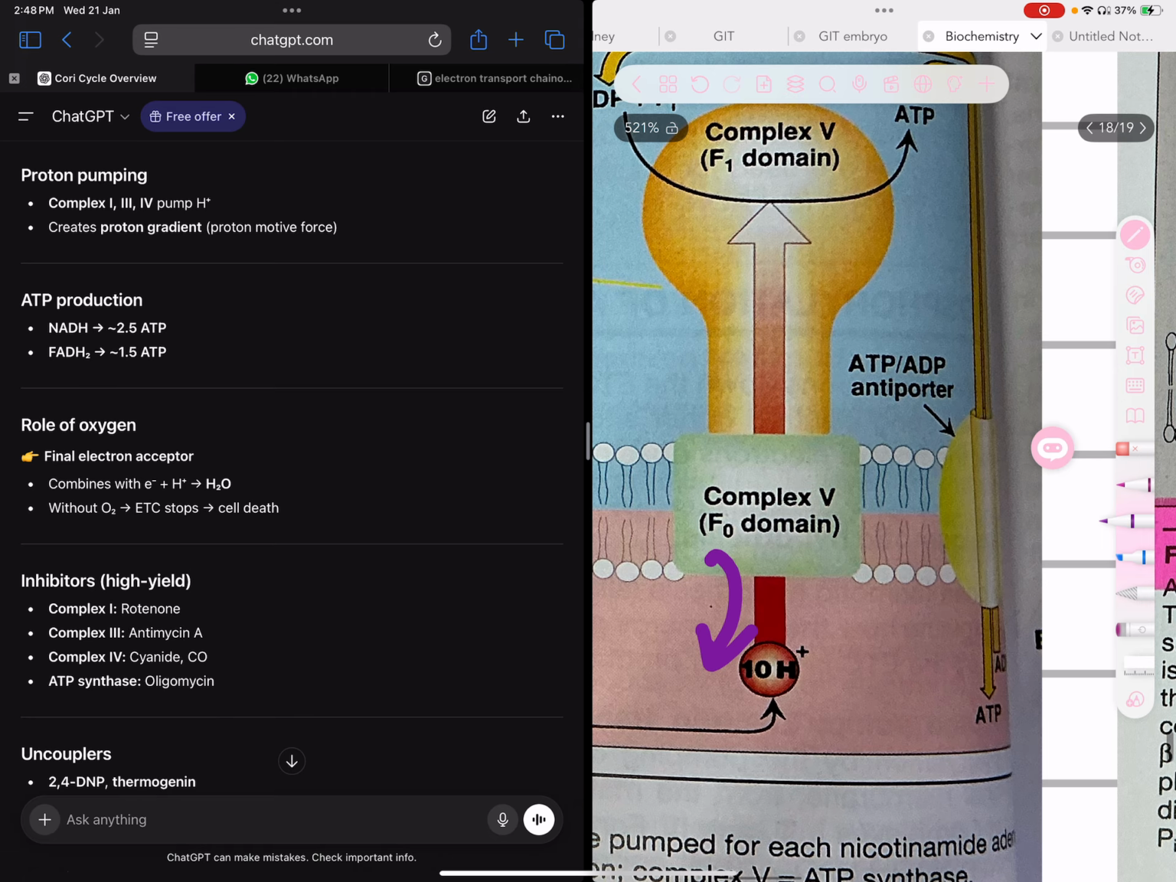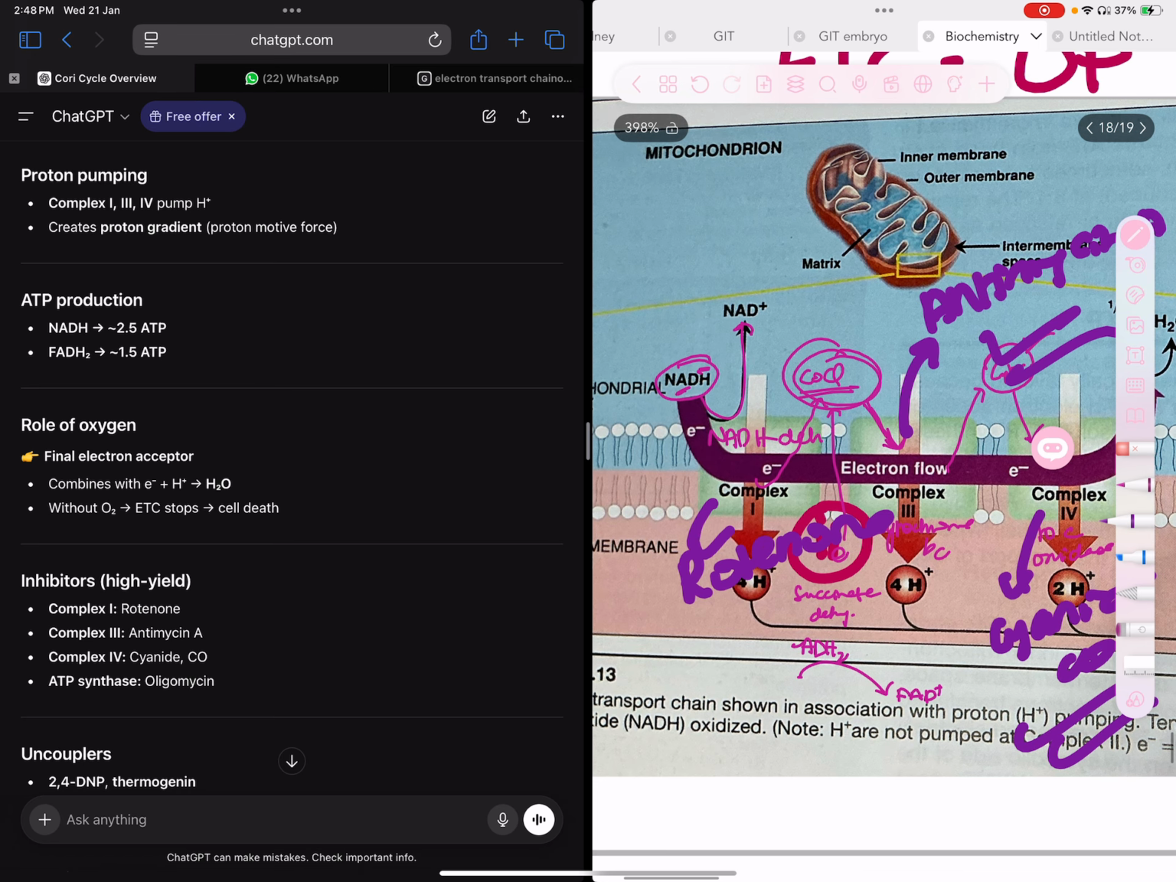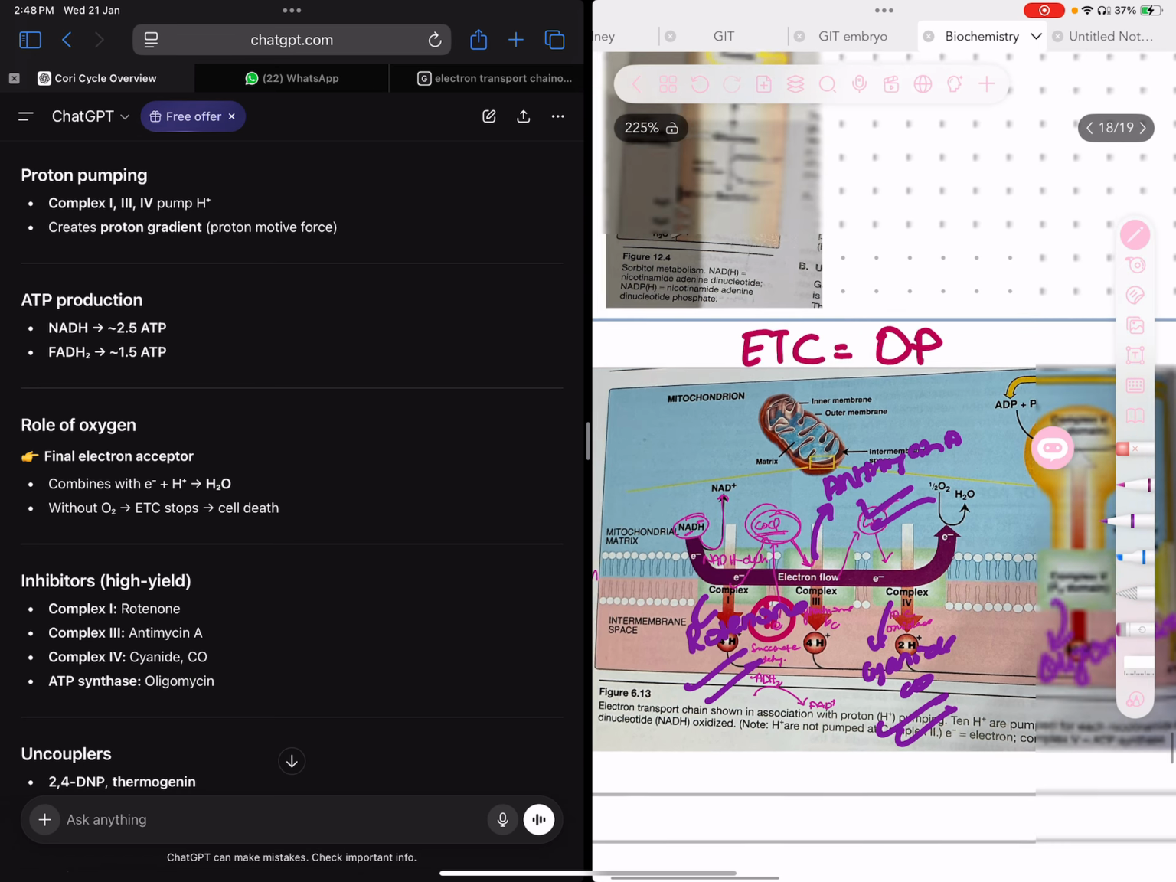And for ATP synthase, you will have oligomycin. So I hope that's clear. Oligomycin and cyanide and carbon monoxide, antimycin A, and rotenone. That's it.